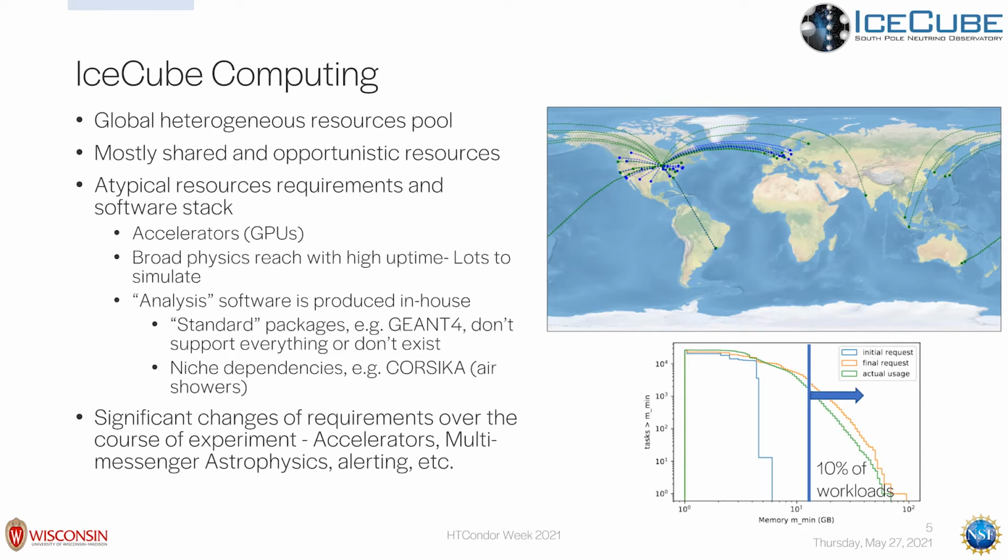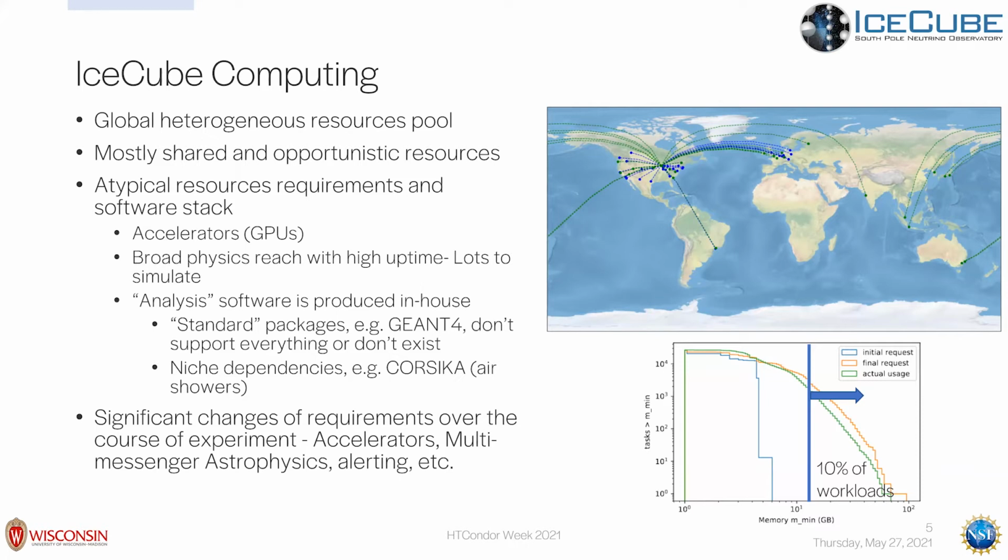And again, we have this mix of resources where we have these requirements. We need the GPUs. We also need CPUs. There's this broad physics reach, so we have a lot of uptime, meaning our detector runs basically continuously, and we need to simulate that in real time. And of course, our analysis software stack is in-house. So the standard packages that you use in particle physics don't necessarily support what we do, or we have these niche dependencies, like we heard earlier today. For example, Corsika is one of our other dependencies.